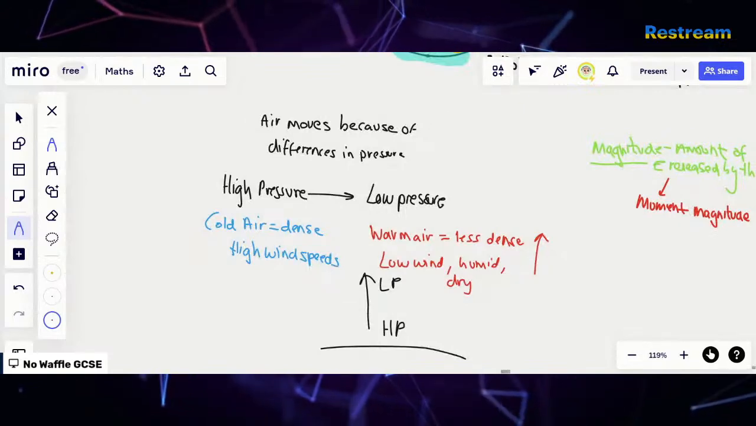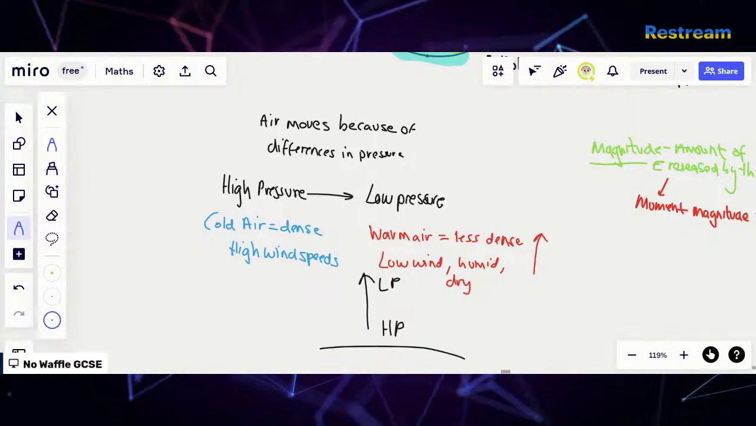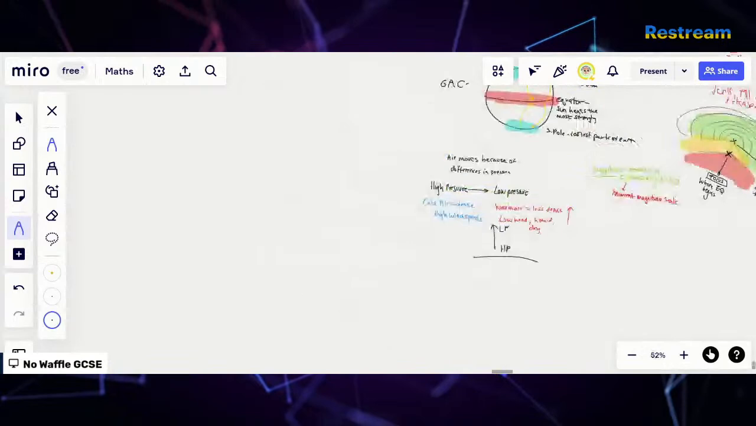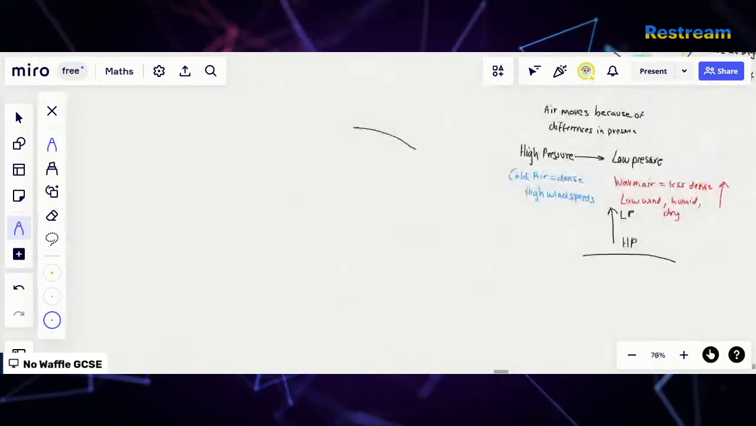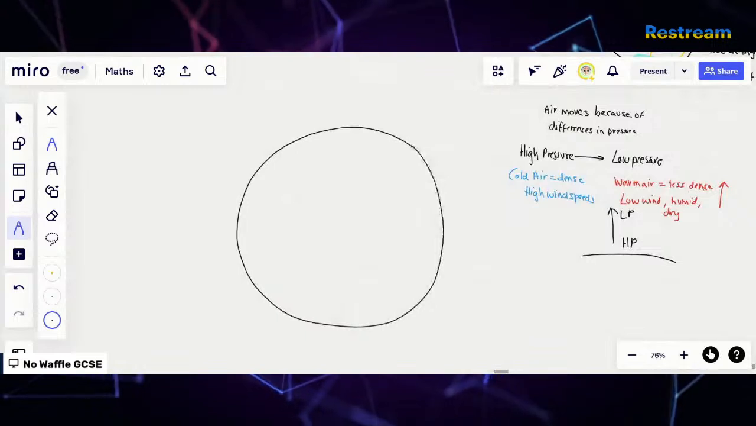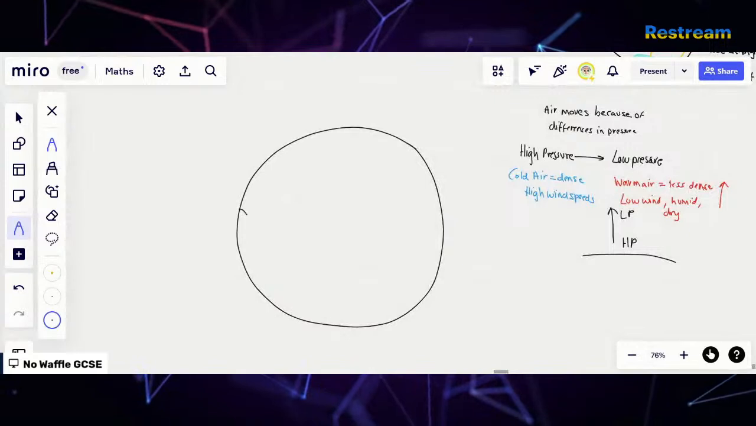Now, the global atmospheric circulation system is divided into different loops. So let's look at the loops now. If you don't understand anything, feel free to tell me because I can re-explain it. Okay. So imagine that's Earth. And we've got the equator here.